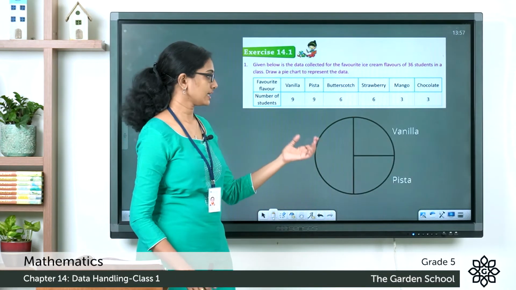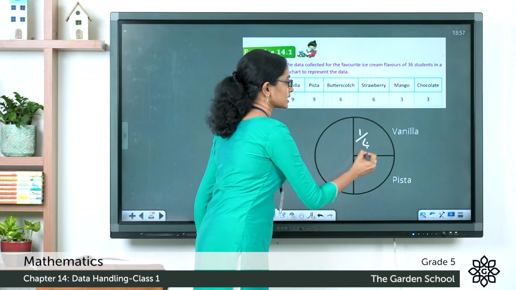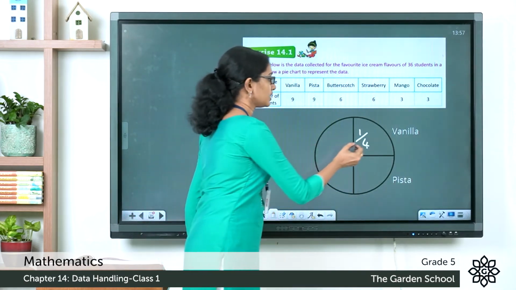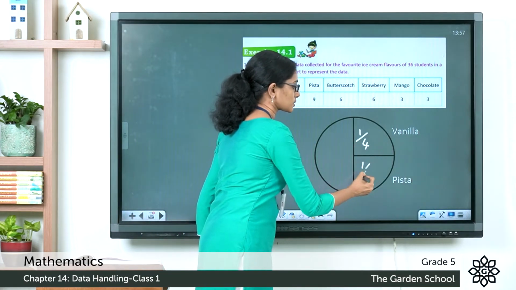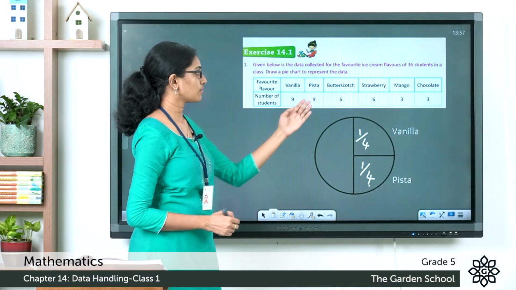Now we get something like this. This 1/4 corresponds to the number of students who like vanilla flavor and this 1/4 corresponds to the number of students who like pista flavor. Now let's have a look at the next one, butterscotch.